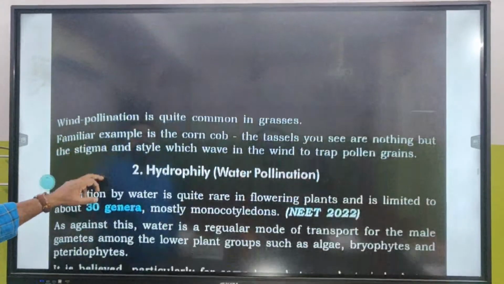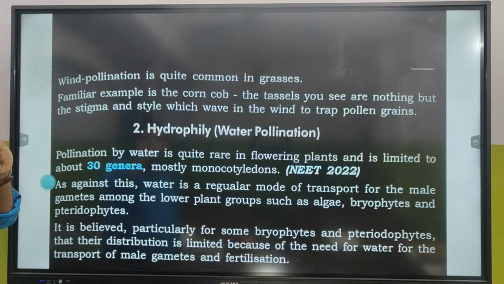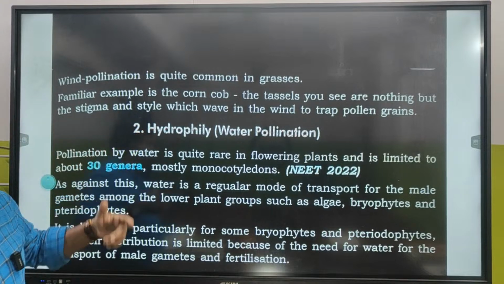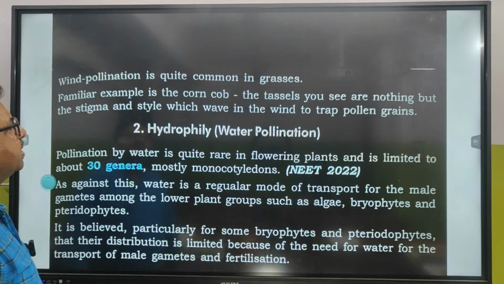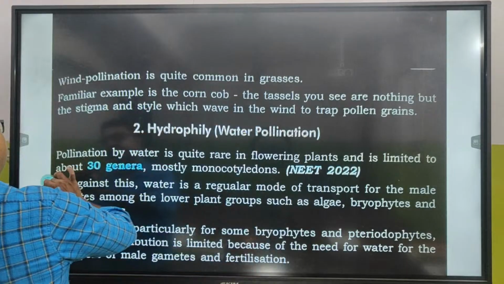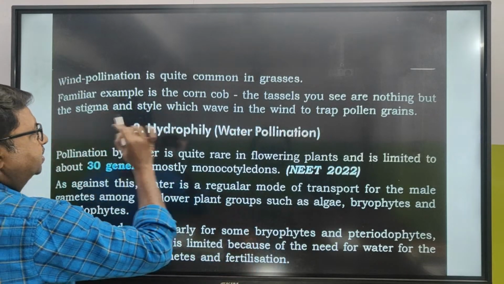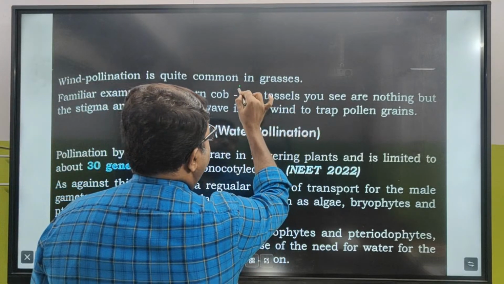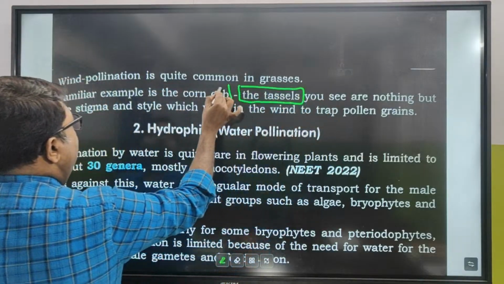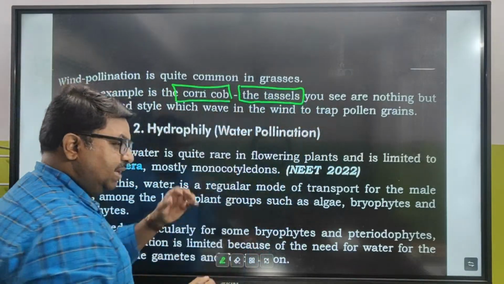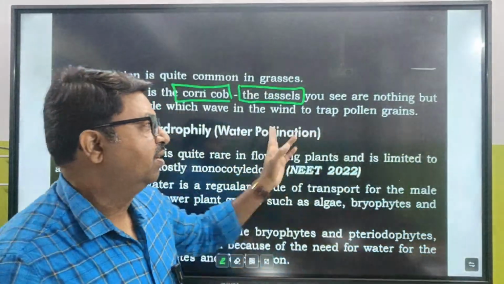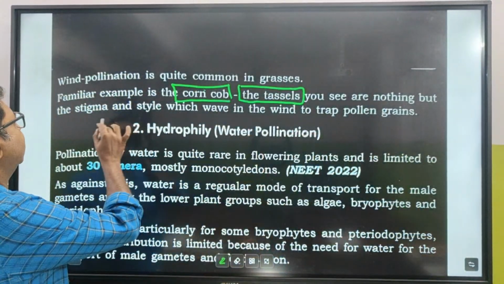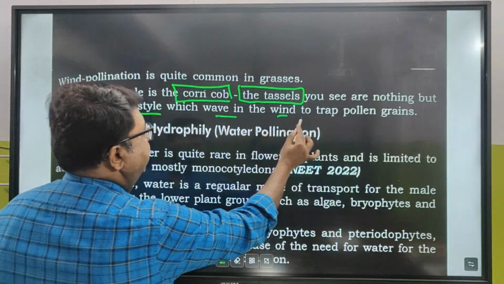The examples. Wind pollination is quite common in grasses, Amaranthus. A familiar example is the corn cob. Very important: corn cob, tassels. I think you have seen this corn cob. They are hairy, beard-like structures. You see nothing but the stigma and the style which wave in the wind to trap pollen.